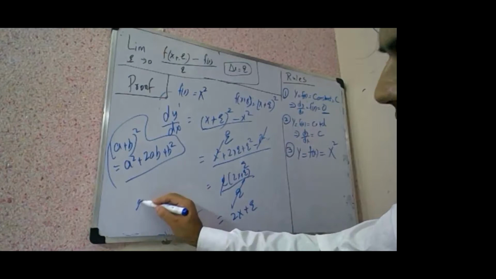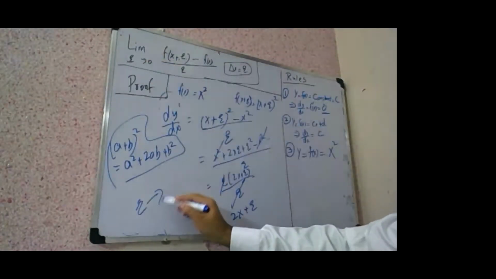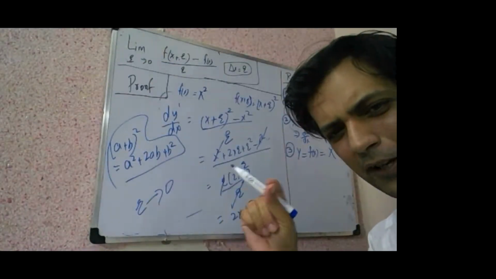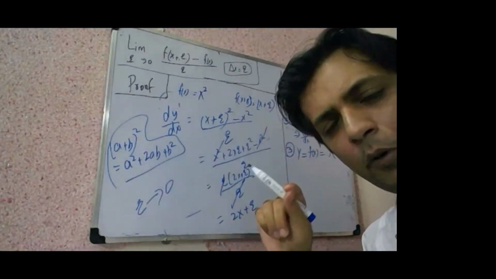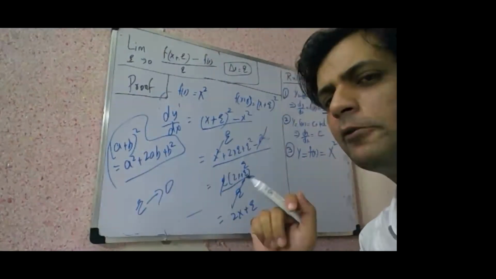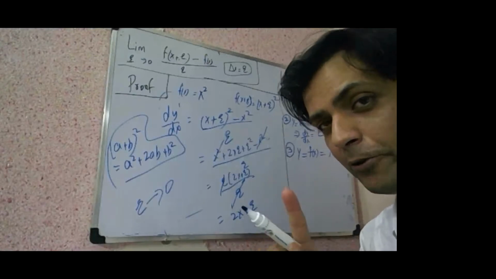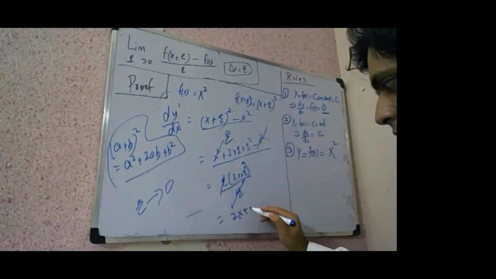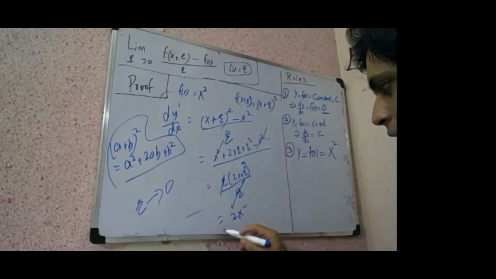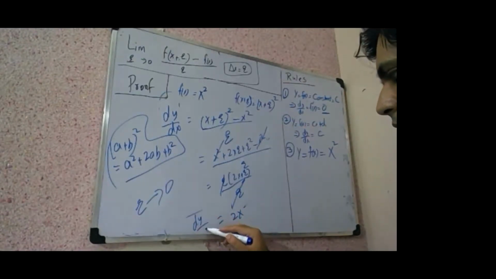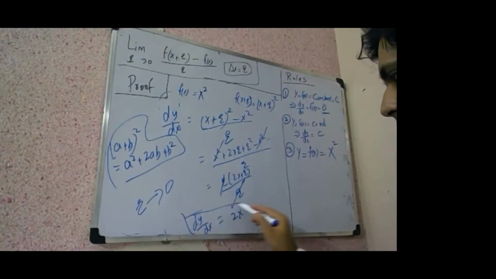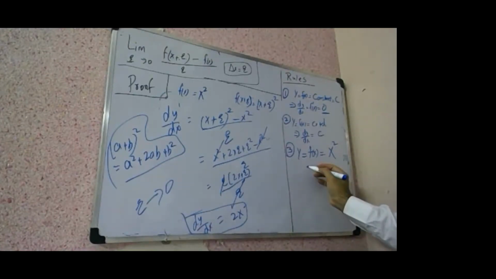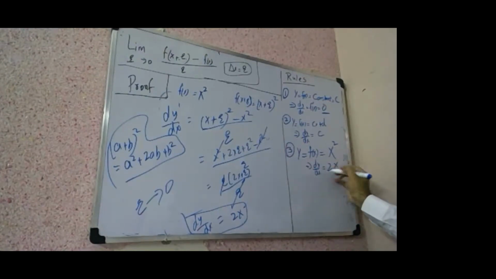Now remember, we said limit epsilon tends to 0. It means it's a really small positive number which is really close to 0. But remember, it's not 0. It is close to 0. So we can just ignore it because it's an addition. So it will give us dy by dx, 2x. So we can say that dy by dx will be 2x. So that's rule number 3.